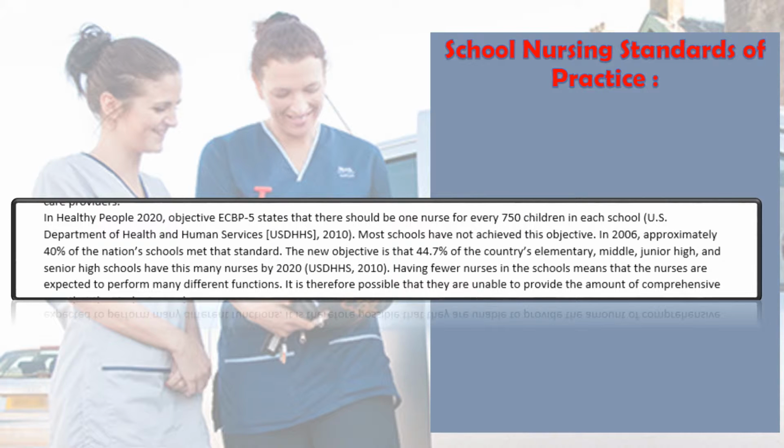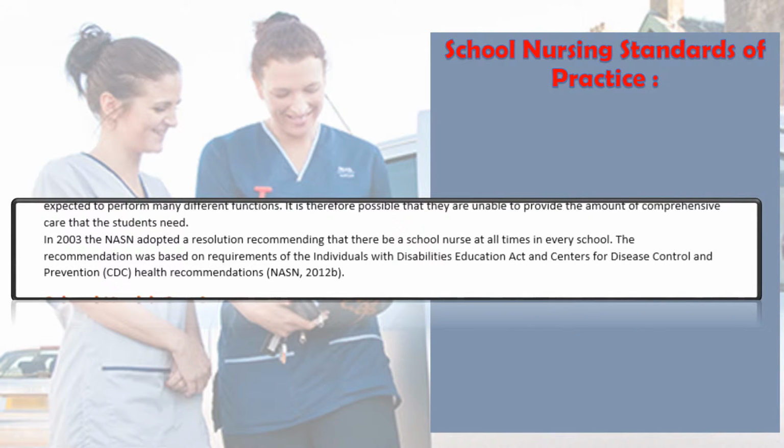In 2006, approximately 40% of the nation's schools met this standard. The new objective is that 44.7% of the country's elementary, middle, junior high, and senior high schools have this many nurses. We haven't gotten there yet. Having fewer nurses in the schools means that the nurses are expected to perform many different functions and wear many different hats. It is therefore possible that they may not be able to get all the comprehensive care stuff that they need to do for one student.